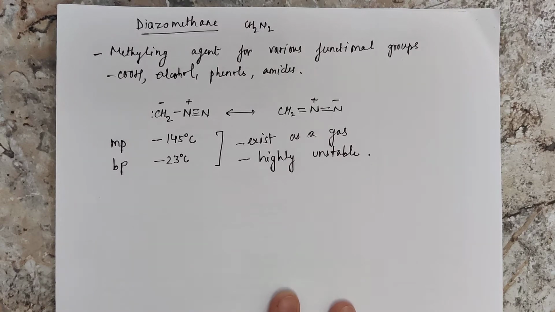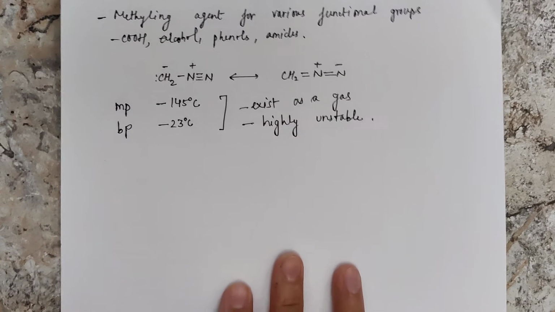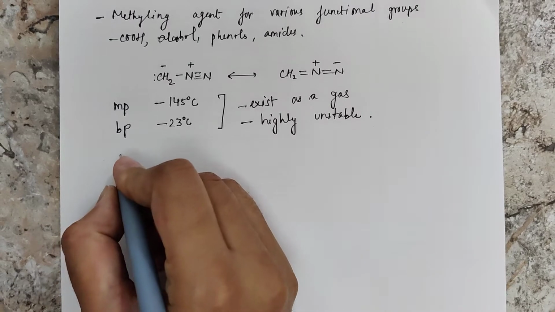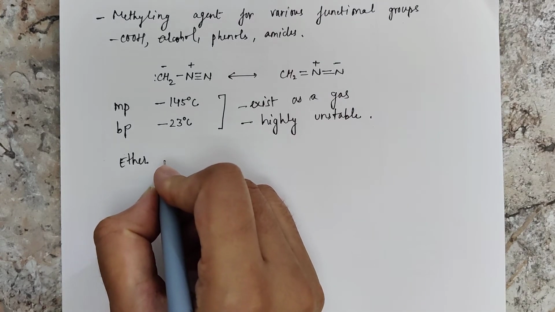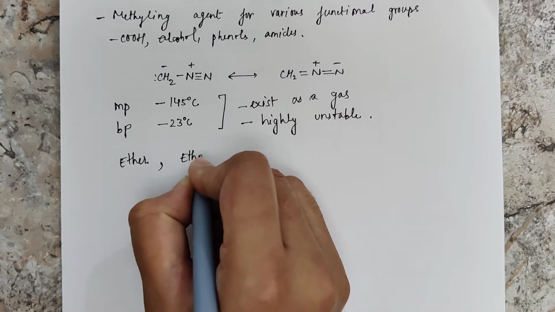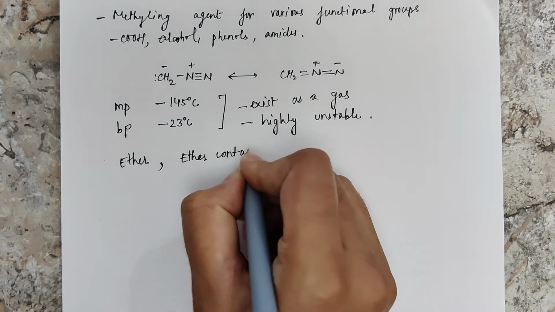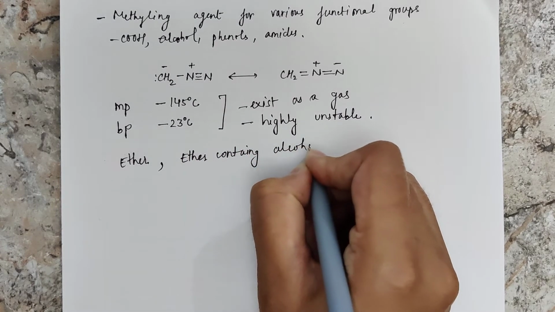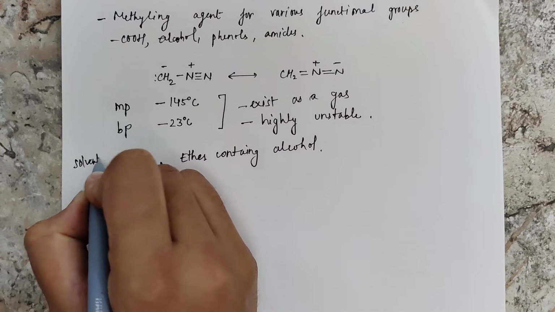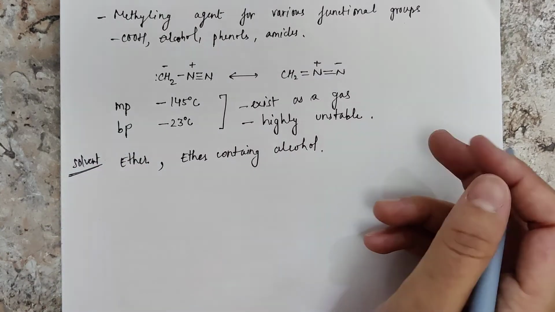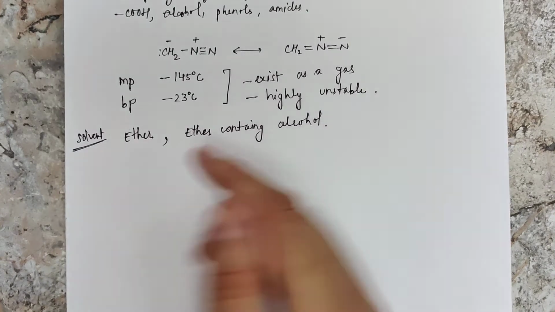So whenever we require diazomethane, we just prepare it and use it as such. For most of the time, it is prepared either in ether or ether containing a small amount of alcohol. Generally prepared in these two solvents. इन्हीं में हम diazomethane बना लेते हैं and we immediately use it.